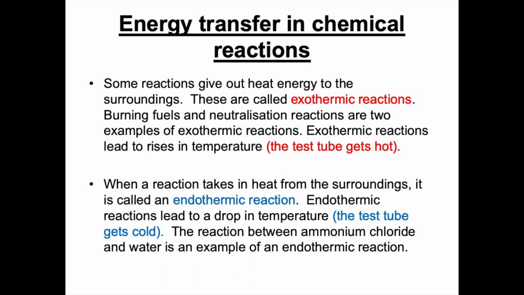Because when we're measuring the temperature in a chemical reaction, we're measuring the temperature of the surroundings. And if the surroundings have a higher temperature, it means heat has been given out from the system, and the reaction is exothermic. A way of remembering this is that you go out through an exit. So therefore, exothermic means to give out energy.